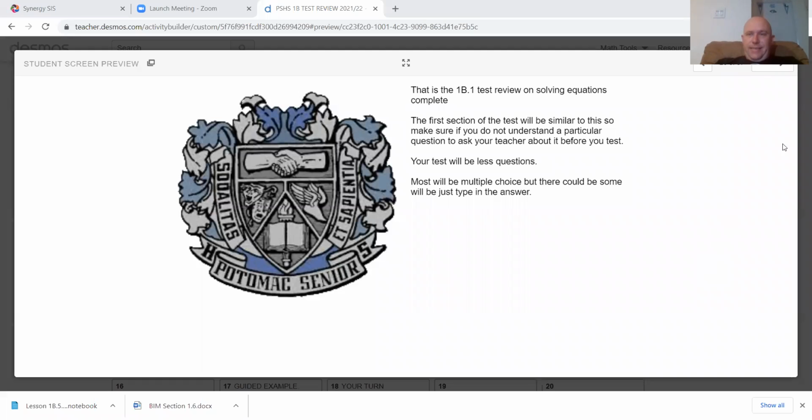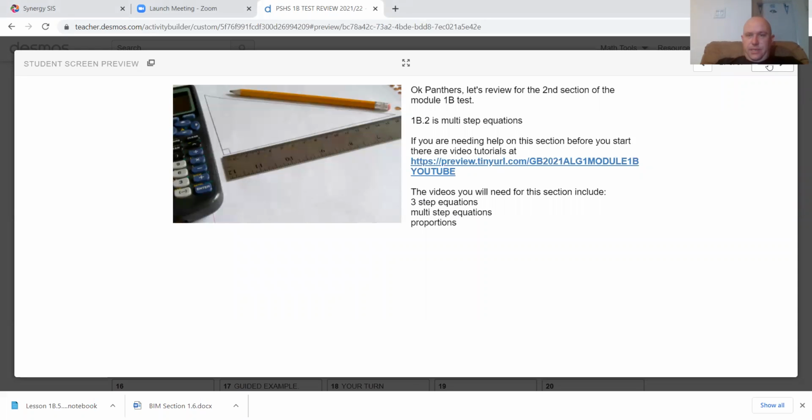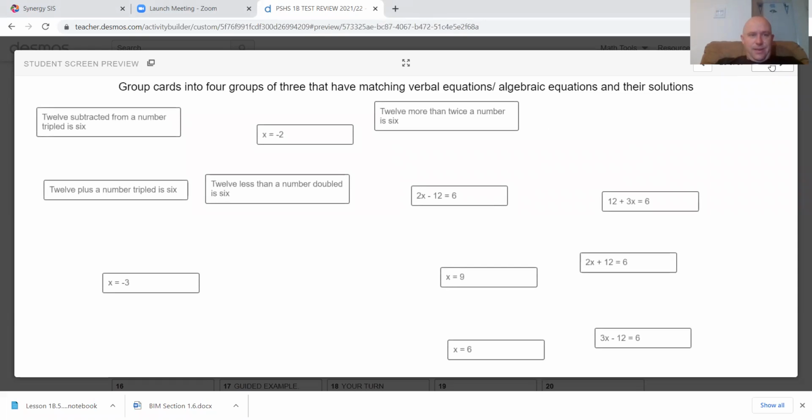And welcome back to the second part of the test. We just finished part one of the test review, so we're going to move on to part two of the test review. Oh, I forgot to change my little slide here. That's not what's happening on this one anymore.